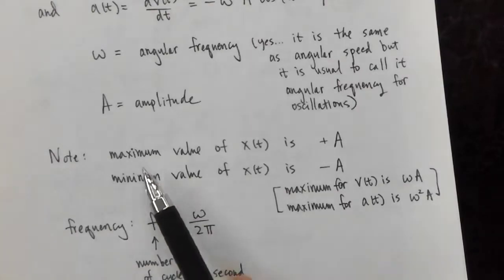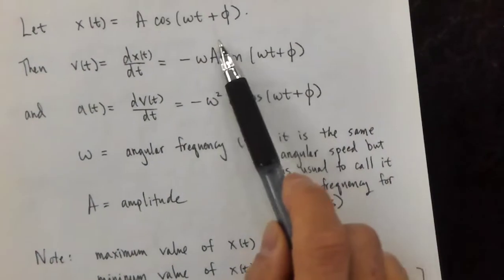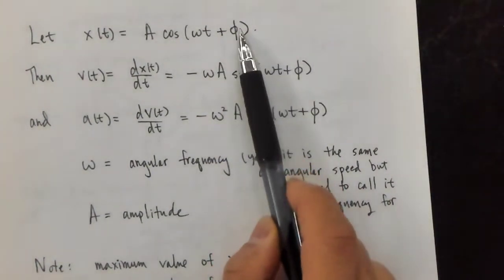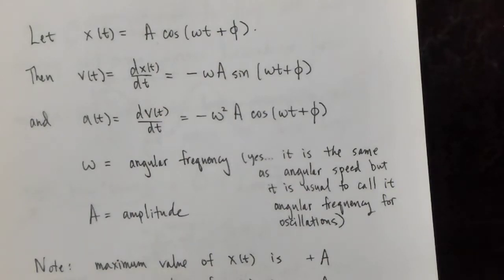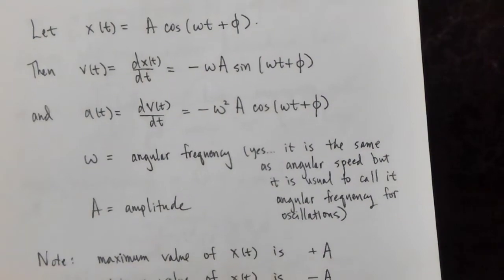All right, then if we're asked the question, what is the maximum value of the position? Well, the maximum value of cosine is equal to what? What is the maximum value? 1. Okay, so then the maximum value of x is A.